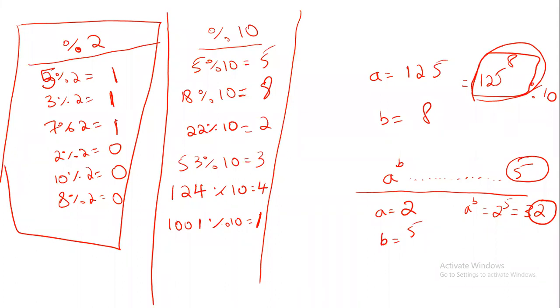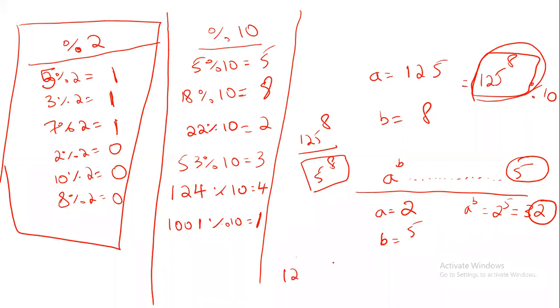So how to overcome this problem? There is a property in mathematics: if someone asks 125 to the power 8, and you want the last digit, it is the same as 5 to the power 8. This is what it is. For example, let me write here.